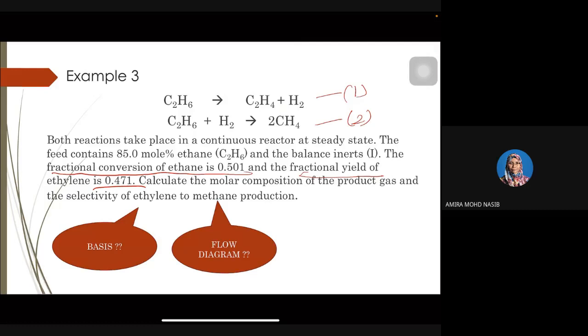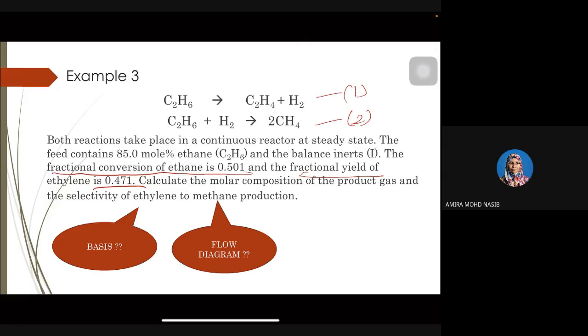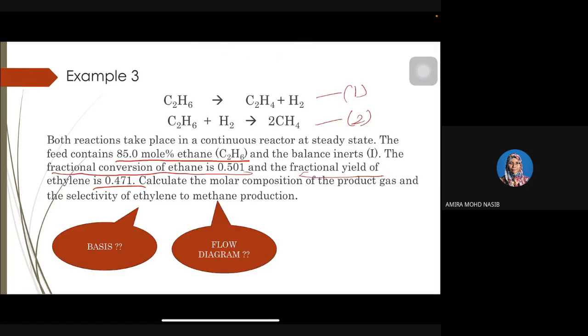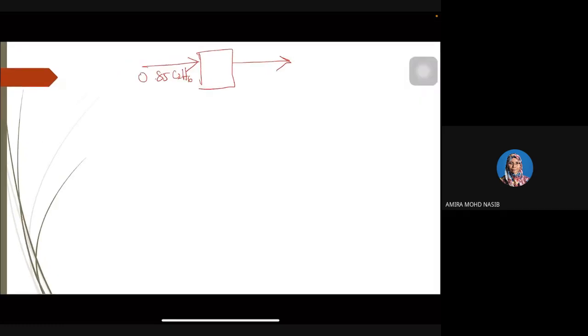Okay, so first things first, you need to develop the flow diagram. So what is the input to the process? We have 85% of ethane, 0.85 C2H6, and the rest is inert. So I put inert as I. How much? 0.15.